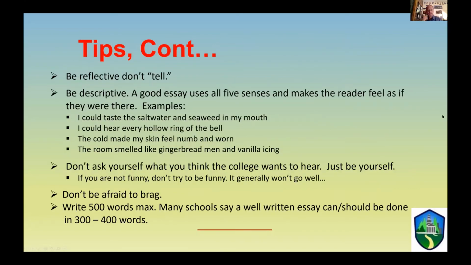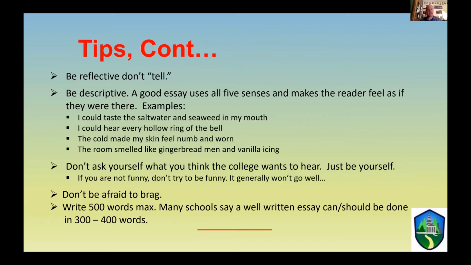Be reflective and don't tell, and be descriptive. I like some of the descriptions that they have here. I could taste the salt water and seaweed in my mouth. I could hear every hollow ring of the bell. The room smelled like gingerbread men and vanilla icing. So you're really painting a picture for the individual that is reading your essay.